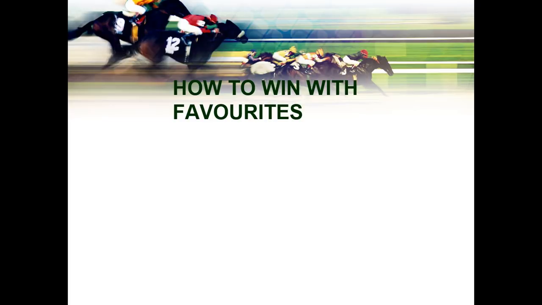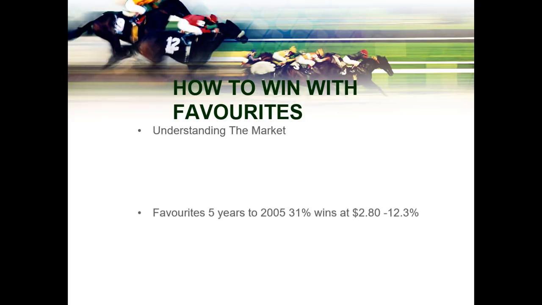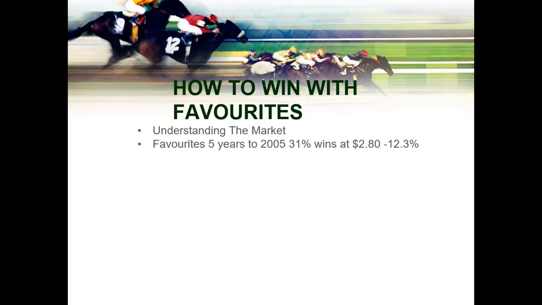Okay, everybody knows how often favourites win. For example, you've got to understand the market. The favourites in the 5 years up until 2005 only won 30% of the races, at an average price of $2.80. That was regardless of whether it was with the bookmakers or the tab. There were limited opportunities back then, okay? And on average, you would lose something like 12.3% if you backed every favourite.